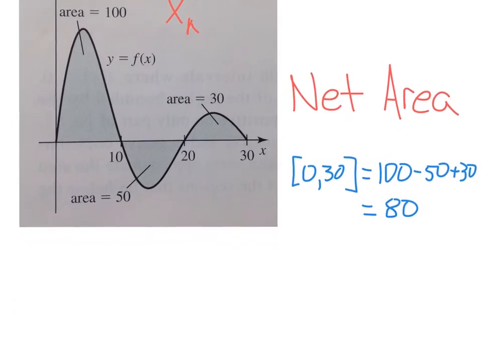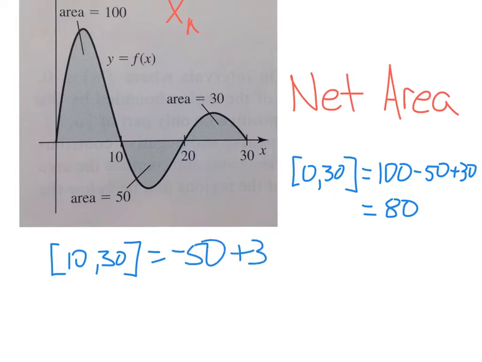If we play around with our intervals, we would get something completely different. So let's say we do an interval from 10 to 30. Now we would have a negative 50 area plus this 30, and so then our net area would actually be negative 20.